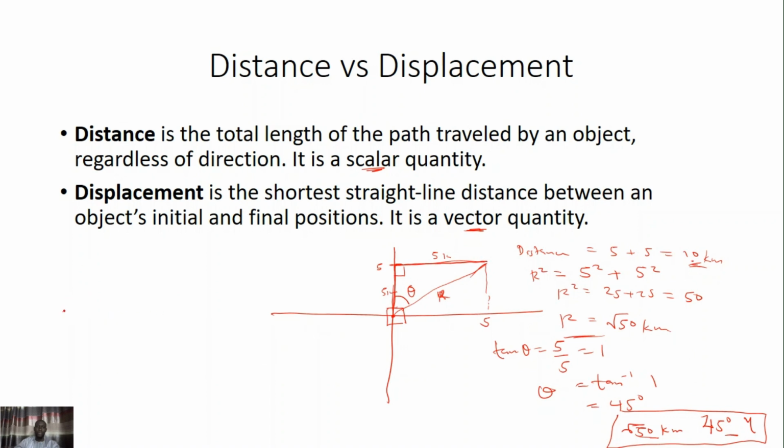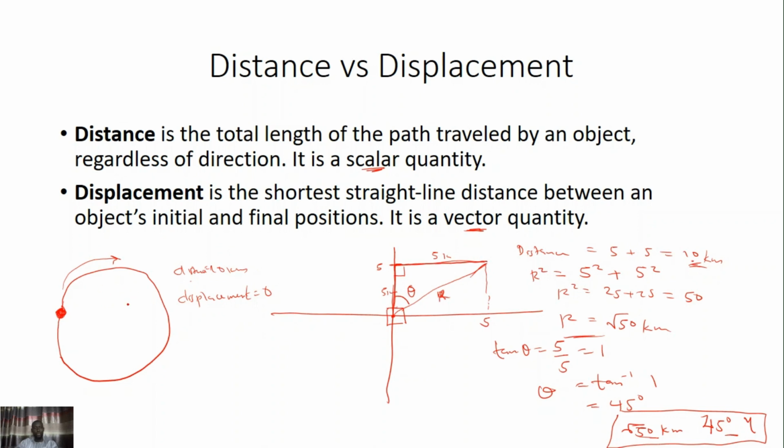If an object travels in a circle like this, let's say the object starts from this place, right? And travels along this direction and comes back to that same spot. Okay. What is the distance traveled by this object? The distance traveled by this object is the circumference of this circle. If the circumference of the circle is 10 kilometers, then the distance will be equal to 10 kilometers. Okay, but the displacement for this object is equal to 0. The reason is that it came back to its starting point. So the displacement is equal to 0 while the distance is 10 kilometers.